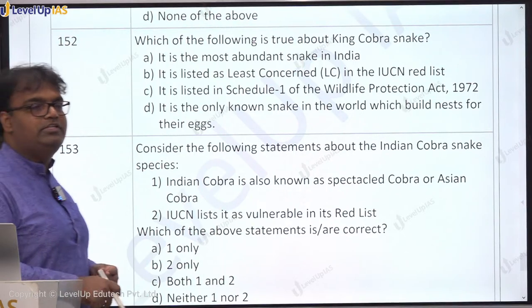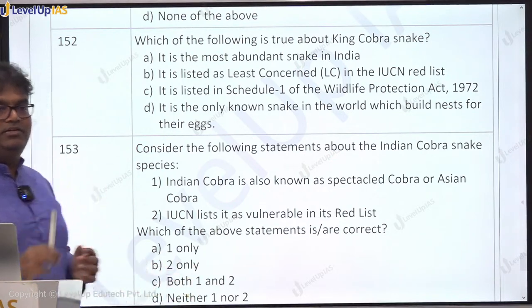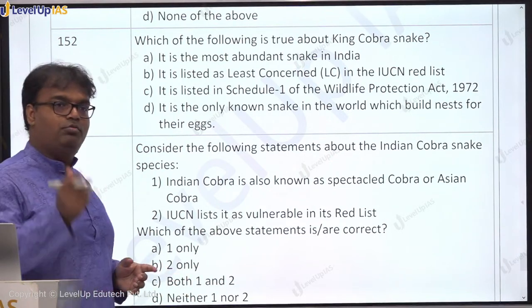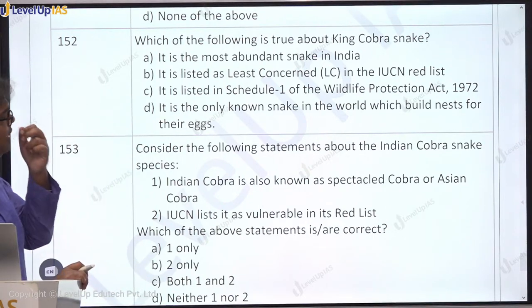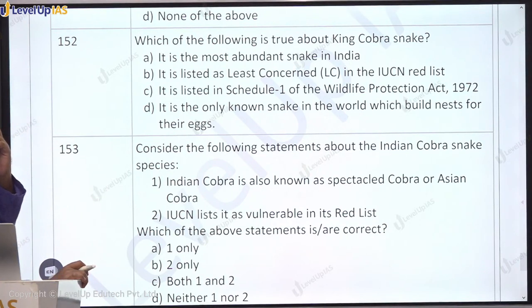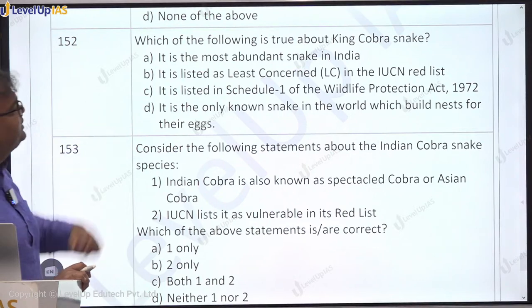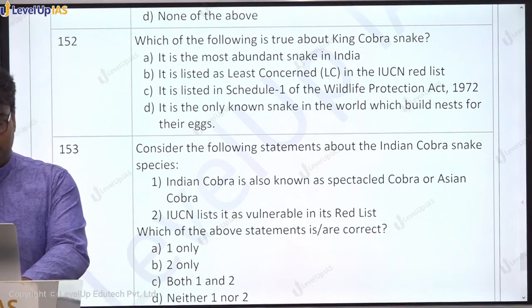It is the most abundant snake in India. No. It is listed as least concerned. No. Cobra is vulnerable. Least concerned is Indian Cobra. Indian Cobra will make us vulnerable. It is listed in Schedule 1 of the Wildlife Protection Act. No. It's only known snake in the world which builds. No. Yes. B. It is the only known snake to build nest.